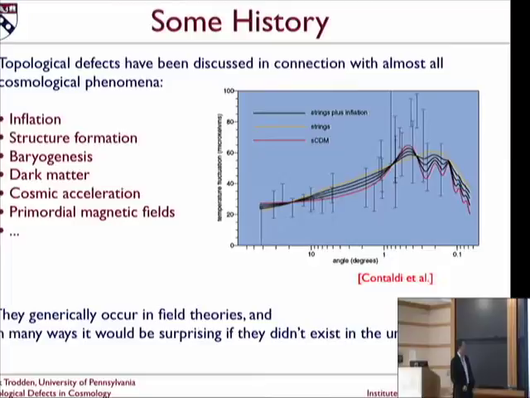Nevertheless, these objects, as I've tried to convince you, generically occur in field theories. And in many ways, it'd be quite surprising if they didn't exist in the universe. If there's any structure at all to our theories of particle physics above the standard model, it would be quite surprising if the symmetry breaking pattern was such that it didn't give you some kinds of defects in the universe. The only question is, well, not the only question, but the remaining question is, is it likely that you'd be able to actually experimentally verify that they're there?